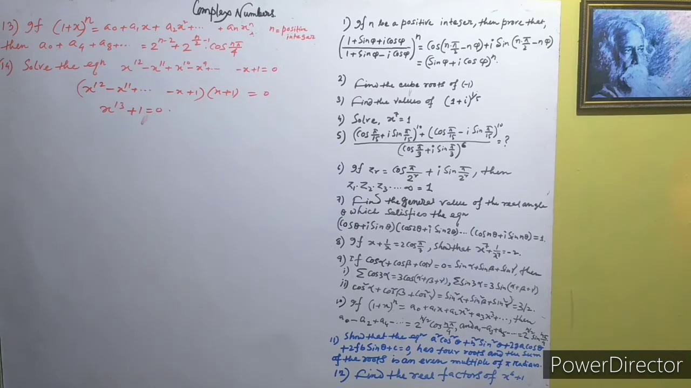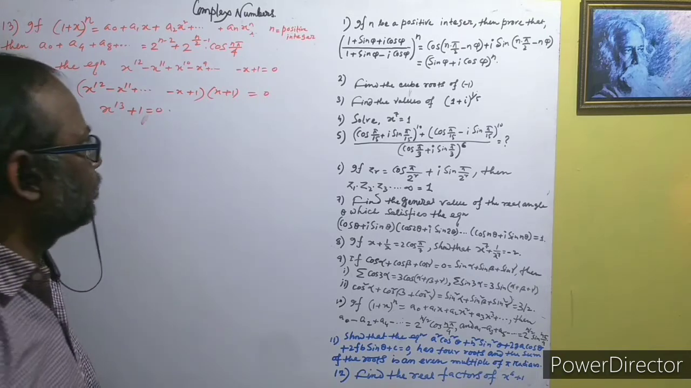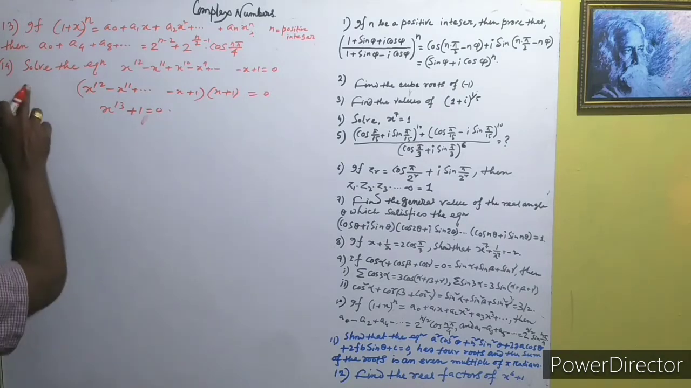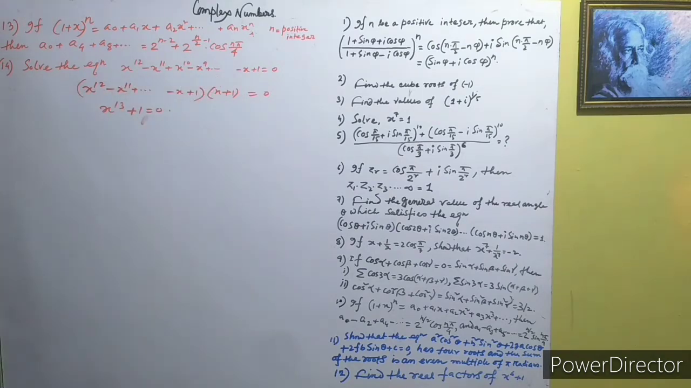This is the chapter on complex numbers. Here I introduce a following problem, and most of the problems here use De Moivre's theorem of complex numbers. Now question number 14: this is the equation x to the power 12 minus x to the power 11 plus x to the power 10 minus x to the power 9 and so on, minus x plus 1 equal to 0.